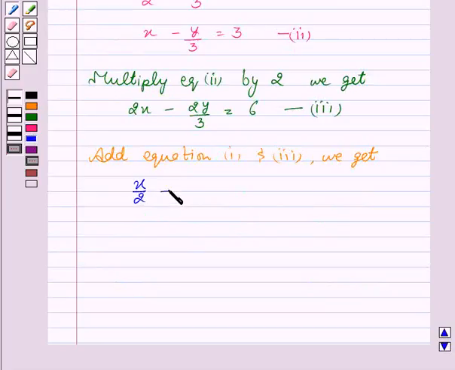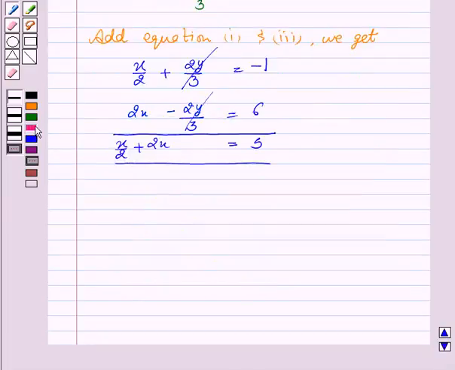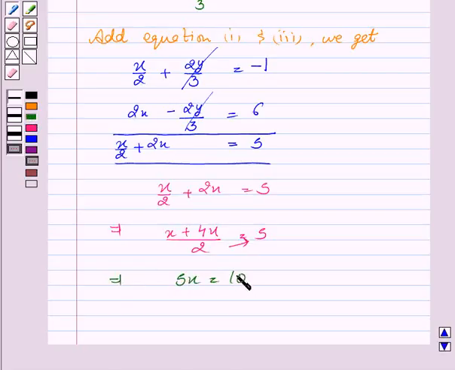We get x upon 2 plus 2y upon 3 equal to minus 1, and the third equation is 2x minus 2y upon 3 equal to 6. On adding these two equations, we get x upon 2 plus 2x, and 2y upon 3 will cancel out with minus 2y upon 3, and this is equal to 5. This can be written as x upon 2 plus 2x equal to 5. This implies x plus 4x upon 2 equal to 5. On cross multiplying, we get 5x equal to 10. This implies x equal to 2.